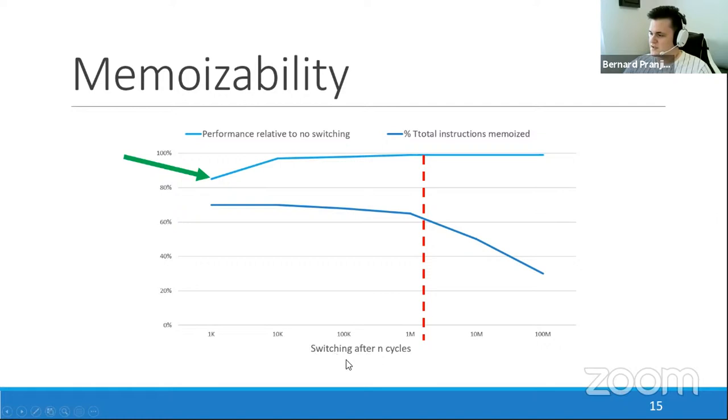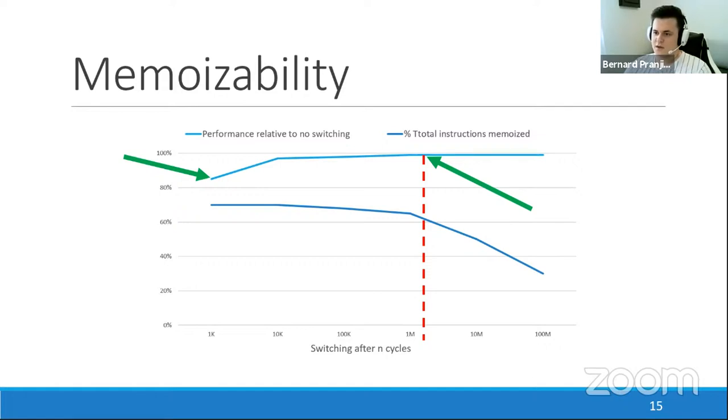So this graph shows us the numbers if we switch after n cycles. If we switch after 1,000 cycles, we get a performance of a little bit more than 80%. And this is mainly due to the L1 cache accesses. And if we switch after every million cycles, we get a performance loss of only about 1%. So in this case, less switching, sorry, means better performance.